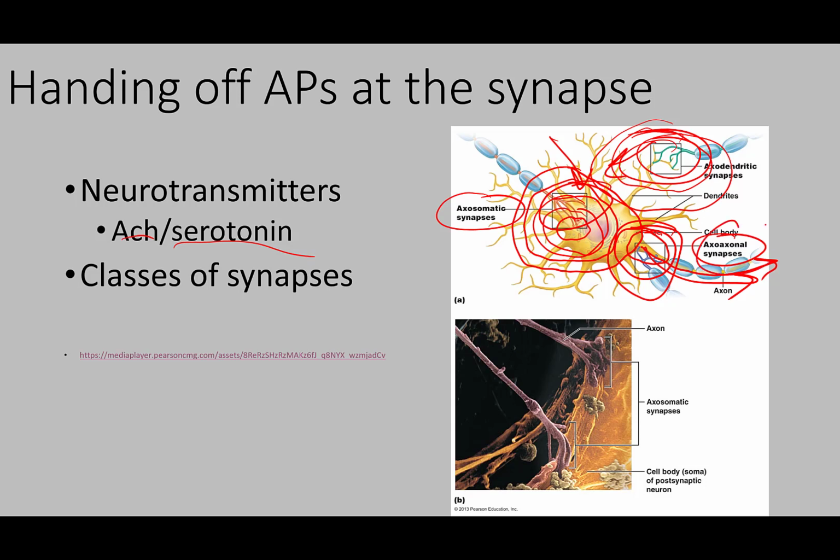Well, axo-axonal would be most likely, because axo-axonal only has to get to -55 in a very small area. Axosomatic and axodendritic will have to have much more stimulation to get the axon hillock to a point of threshold.